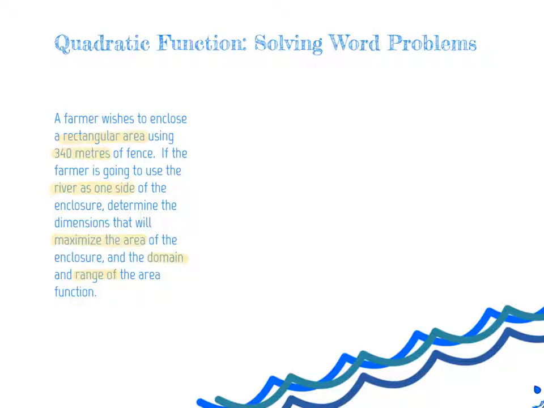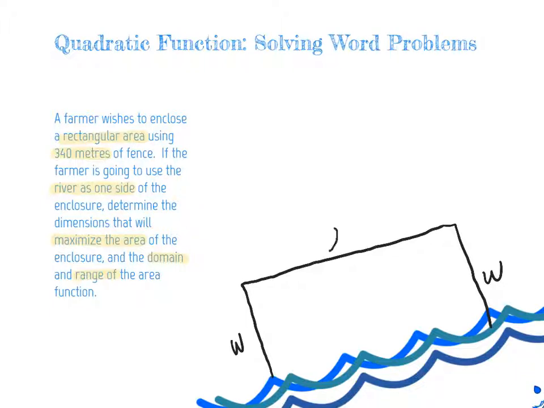The next step, once we understand the problem, is to draw a picture representing what we have. So here's the river, and the farmer is going to build a fence that's a rectangular fence, and it's going to use the river as one side. So let's label, this is the width of the fence, and this is the length of the fence. Once we've drawn our picture, we can collect all of our information.